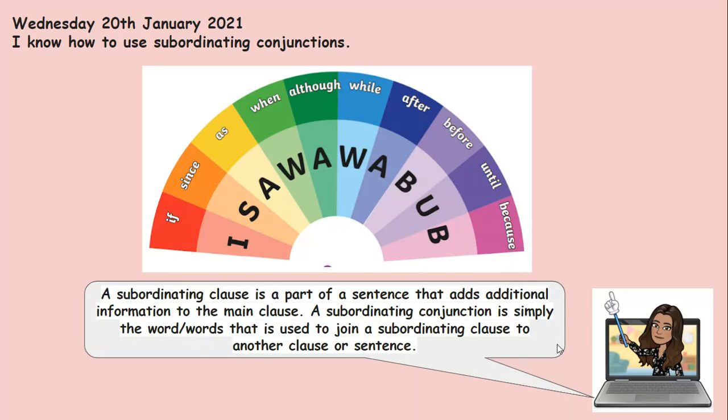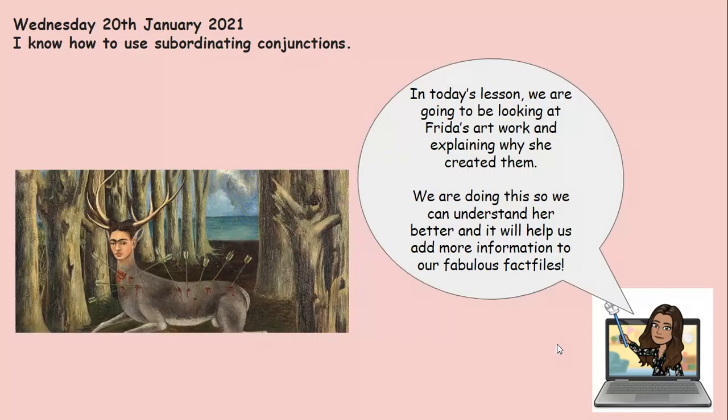A subordinating clause is part of a sentence that adds additional information to the main clause. A subordinating conjunction is simply the word or words that is used to join a subordinating clause to a main clause or sentence.